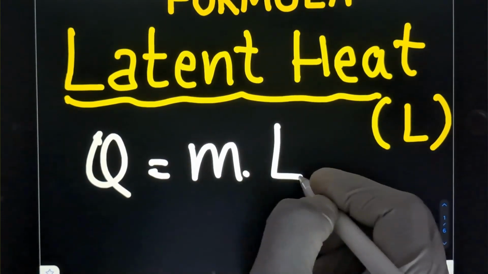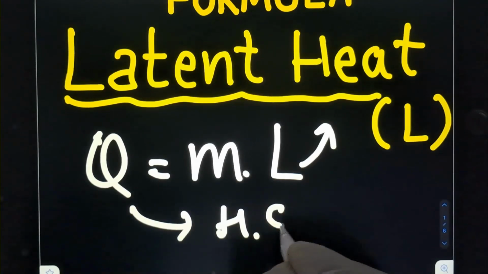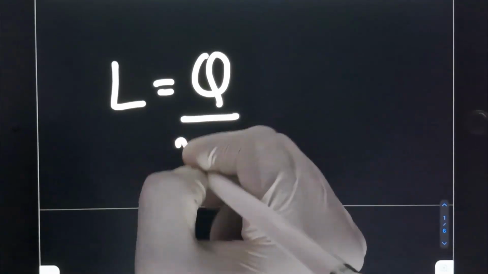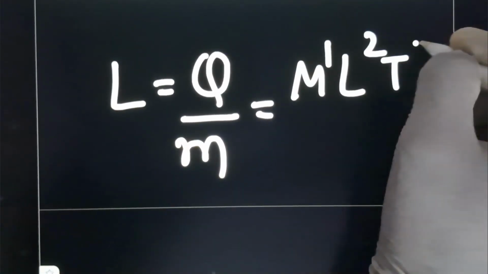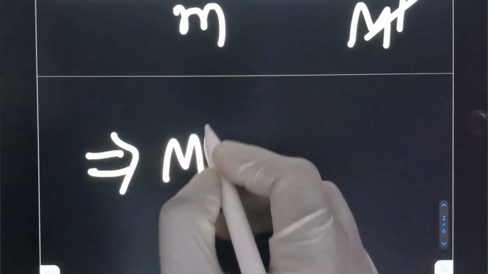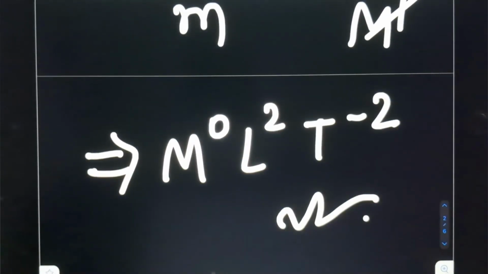To find the dimensional formula of latent heat denoted by the letter L, we know the formula is Q is equal to mL. Here Q is equal to heat energy, m is equal to mass and L is equal to latent heat, where L is equal to Q by m, where Q is equal to M^1 L^2 T^-2, the heat energy formula, and M^1 is the mass. On cancellation of masses, M^0 L^2 T^-2 is the dimensional formula.